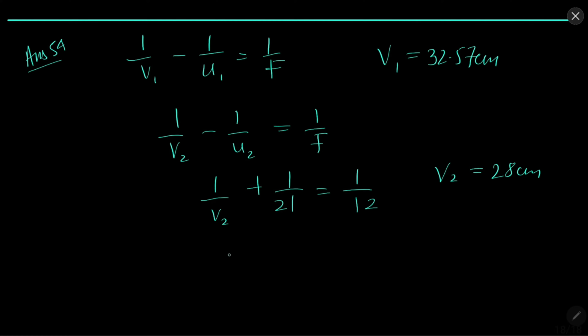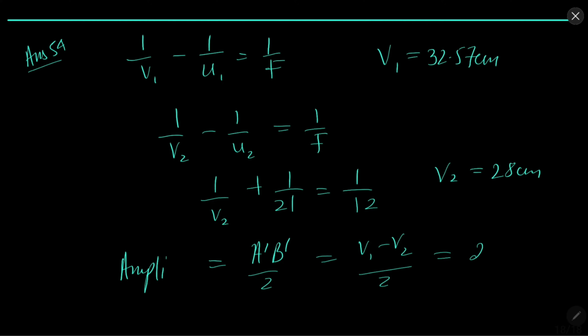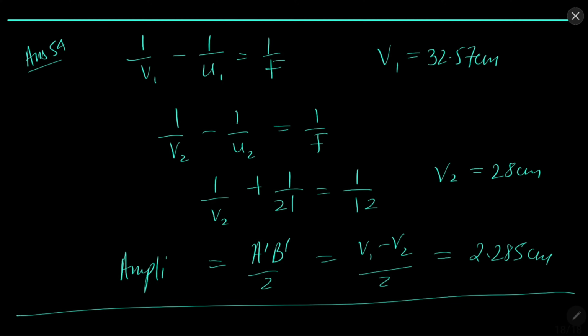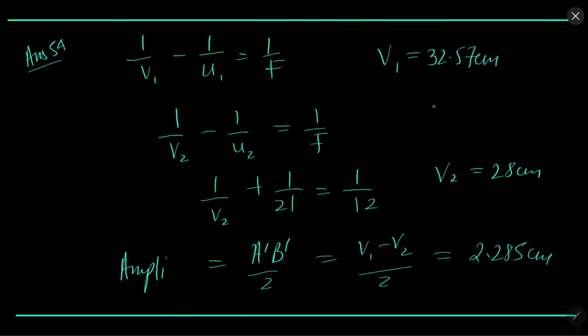Amplitude, A dash B dash by 2, is V1 minus V2 by 2, which is 2.285 centimeter. Let me just clarify that this is AB and this is A dash B dash. So this will be the oscillation.